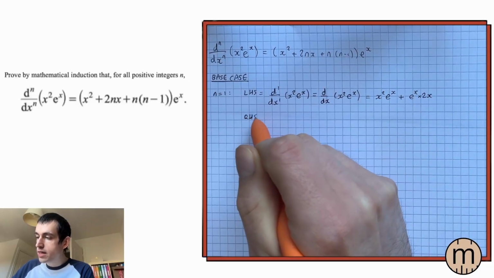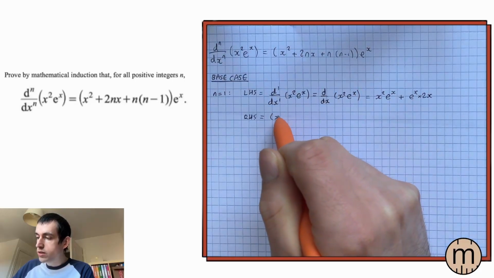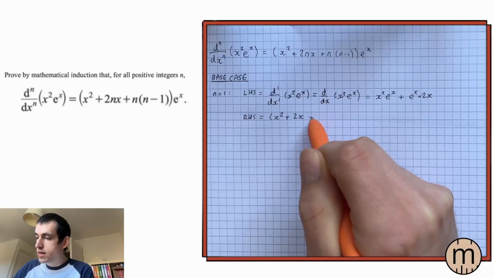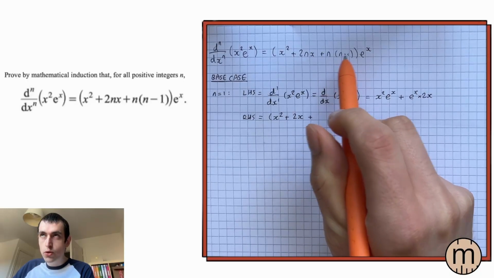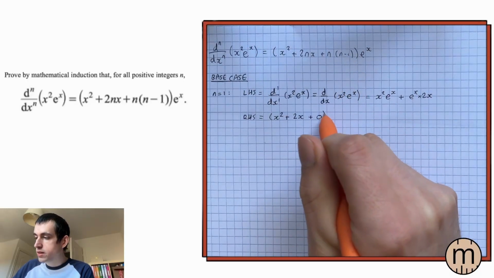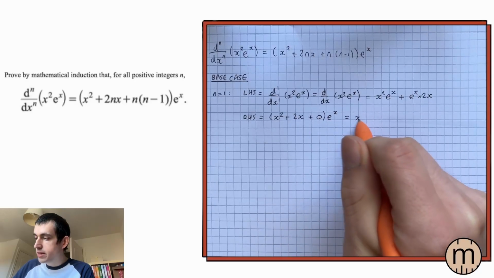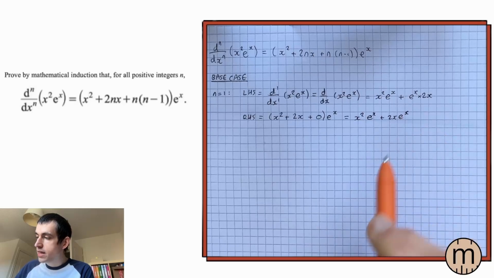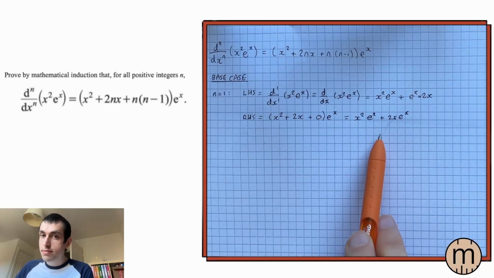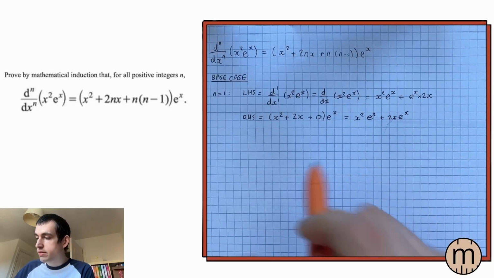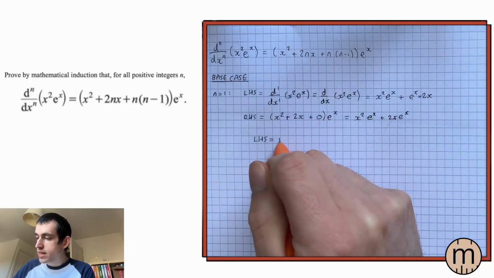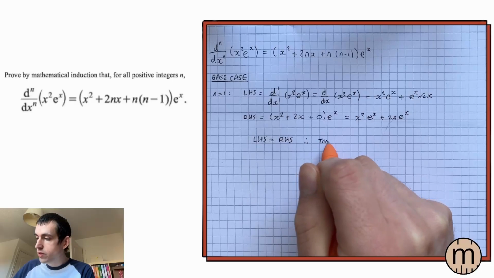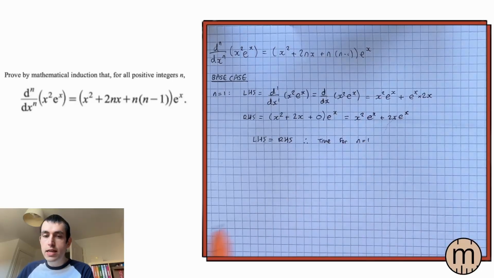The right-hand side, if I sub in n is equal to 1, it's going to be 2 times 1 times x, so 2x. And this is going to be 1 times 1 minus 1, which is just 0. So if I expand this bracket, x squared e to the x plus 2x e to the x. Do you notice that those two are the same? That's pretty good. It'd be a pretty rubbish question if they weren't. So left-hand side equals right-hand side. Therefore, it is true for n is equal to 1. And that concludes the base case.